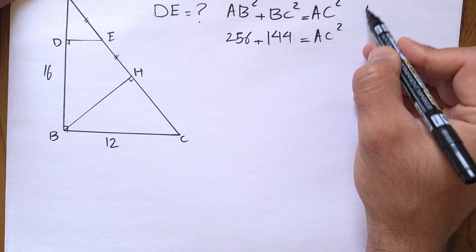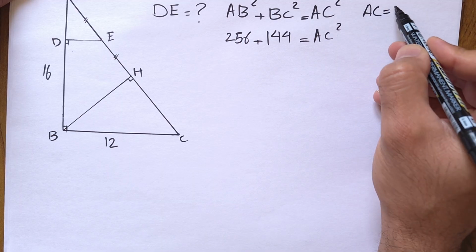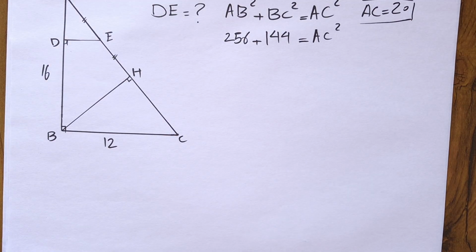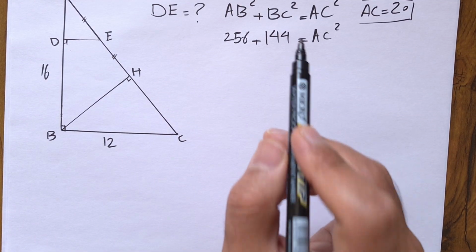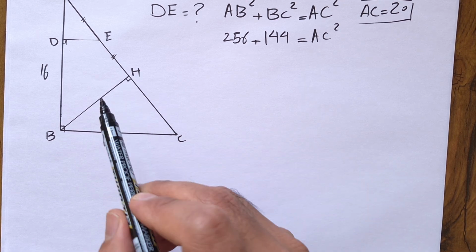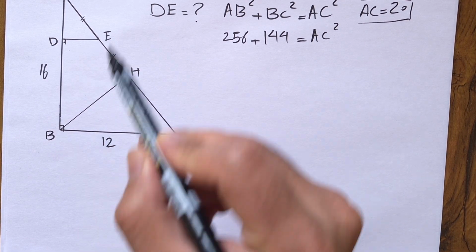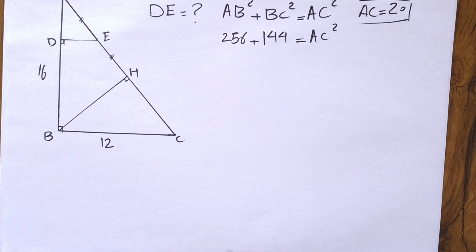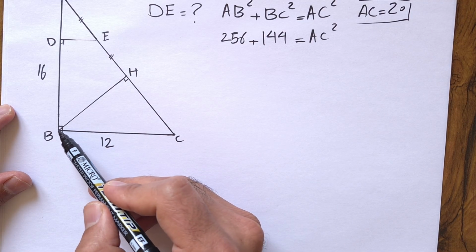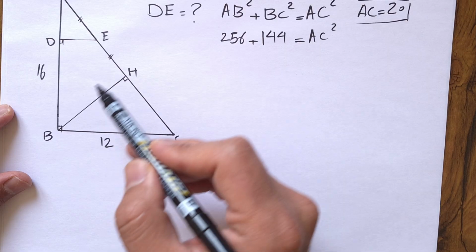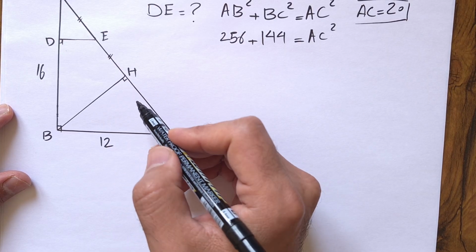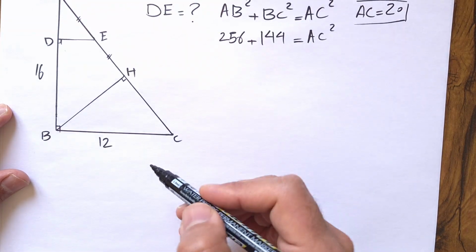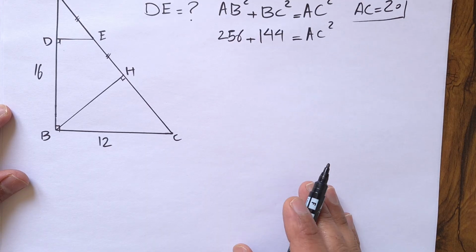And AC is square root of 400, or simply 20. So let's put a box around it. So we know the hypotenuse is 20. But in a right angle triangle, we have this beautiful formula for the height that is drawn to the hypotenuse and these two segments that are created. Whenever we have the height drawn from the right angle vertex to the hypotenuse, it is a geometric mean of these two little segments. In other words, it splits the hypotenuse into two little segments, and we have a relationship now for that.